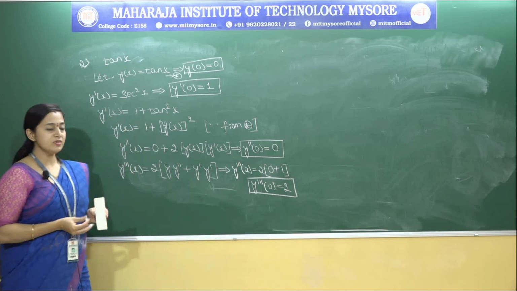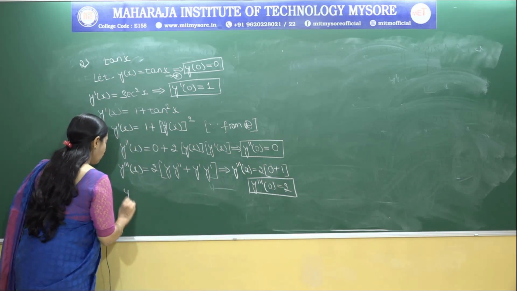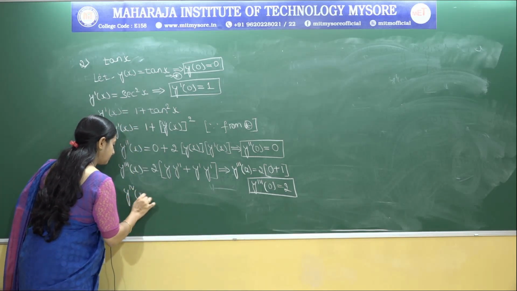We need a minimum of 3 terms in a series, but so far you got only 2 terms. Take one more differentiation, the fourth derivative of x.